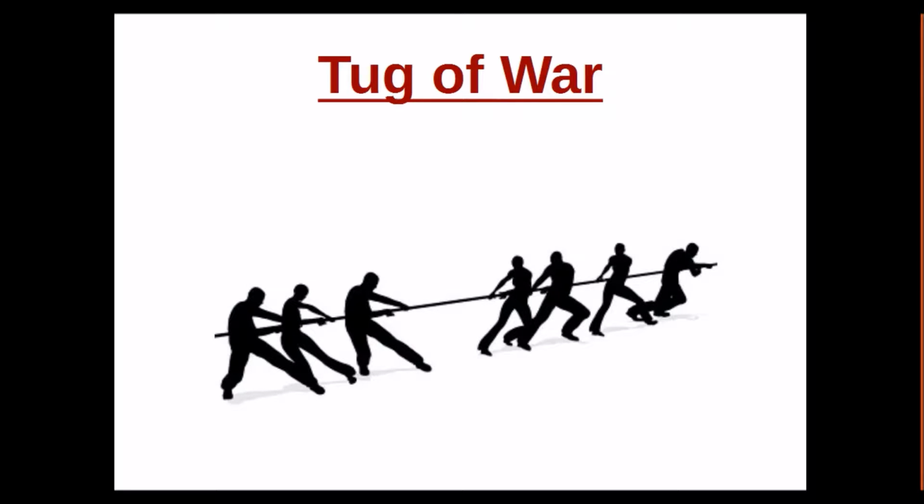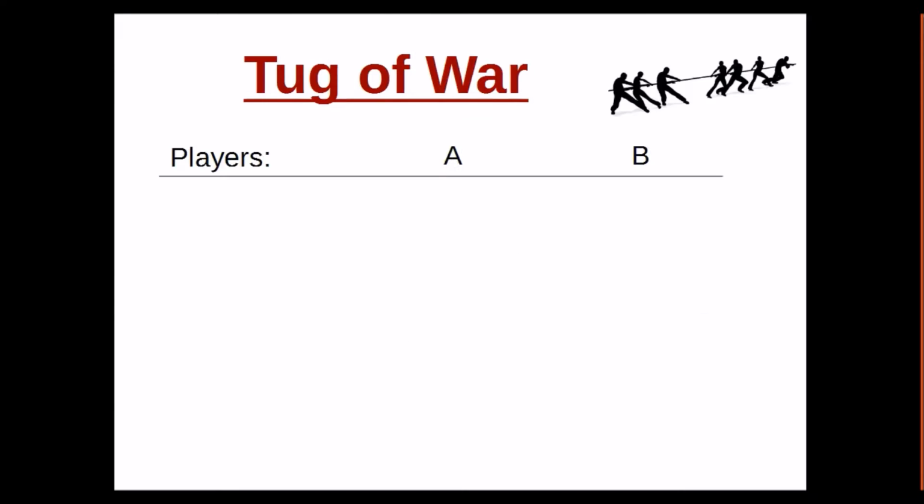In real life, Tug of War is a game where two groups or two people pull a rope, and the one that pulls the rope further or up to a certain distance wins the game. And the rules of this game will be quite similar. We'll have two teams, A and B.